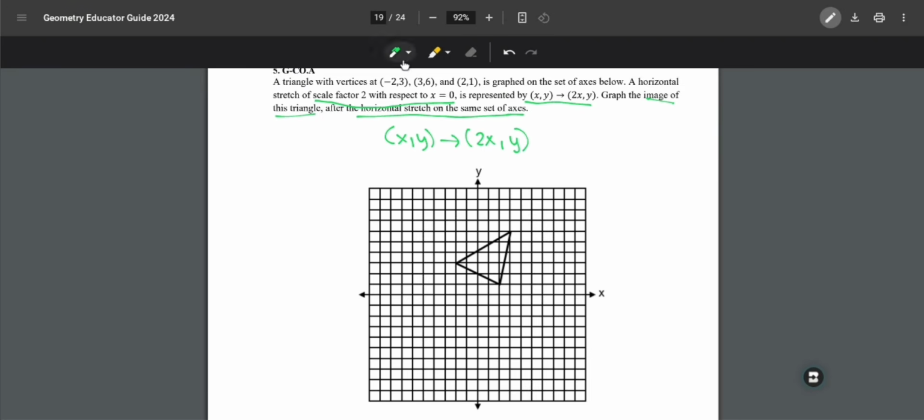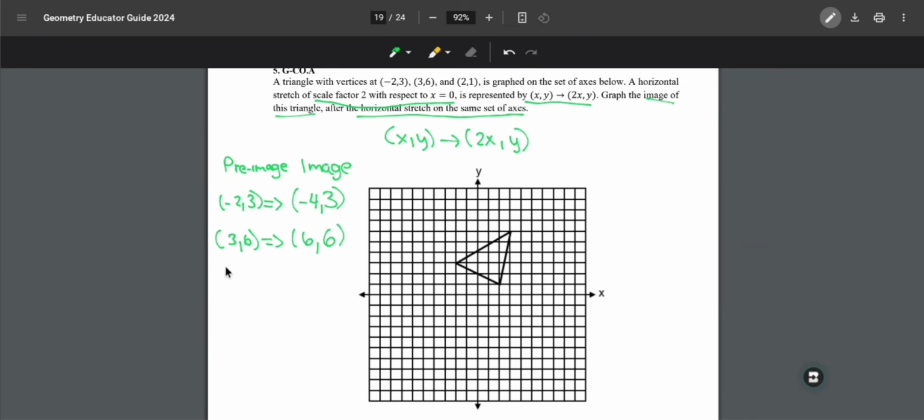So I have my points. My first point is at -2, 3. I apply their rule. I multiply x by 2, so that's going to be -4, and I keep the y the same. So now my new point, my image, is going to be -4, 3, and this is my pre-image. Okay? The next point says 3, 6. I'm going to follow their rule, so I'm going to do 3 times 2, and I'm going to get 6, and I'm going to keep my y the same.